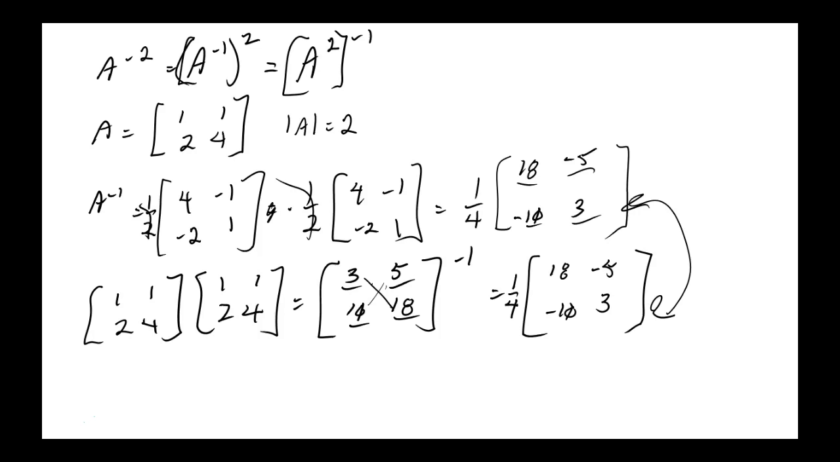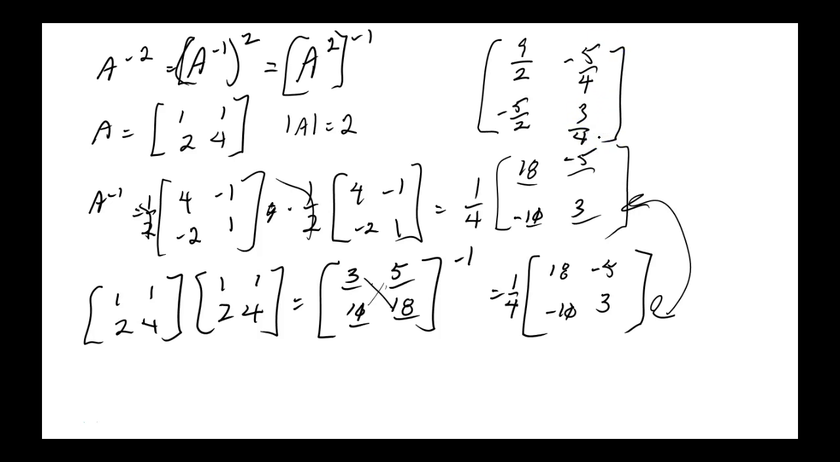Now they didn't leave the 1/4 out front, which I find just easier to do, but if you want to multiply it through, which they did do, so let's show that our answers do the same. 1/4 of 18, that would be 18/4, which reduces to 9 halves, minus 5/4, minus 5 halves, 3/4.